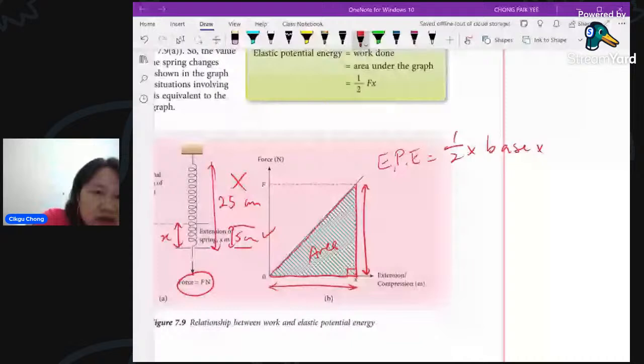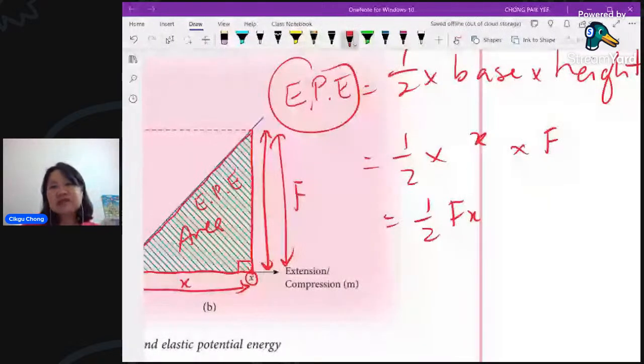Okay, half times height. So half times X times F. You will still get the formula half Fx. You can see your E.P.E is always half F x. Okay, so now don't worry if you don't understand this, it is still fine.